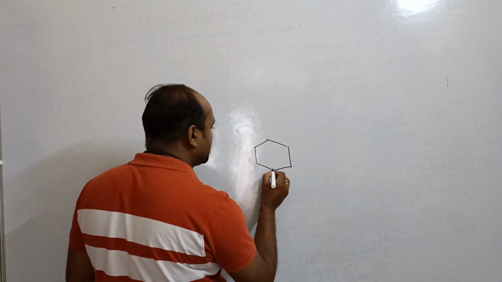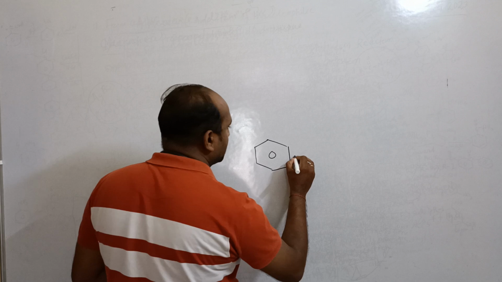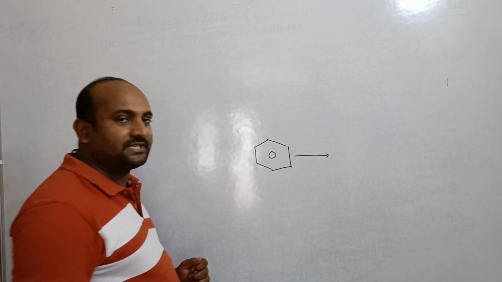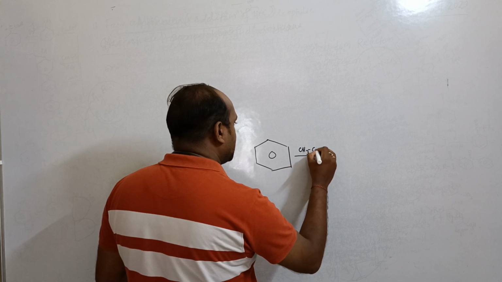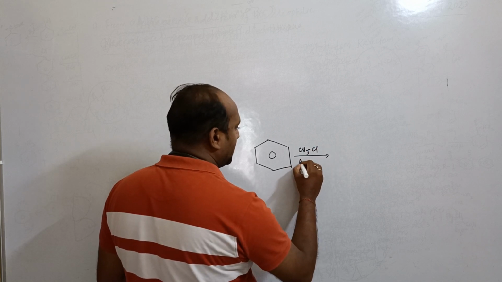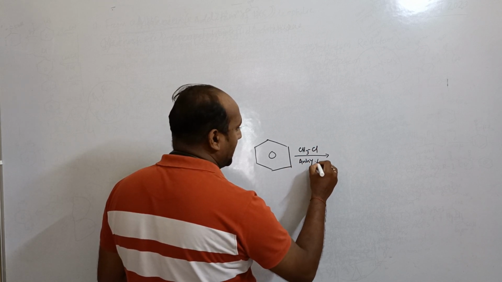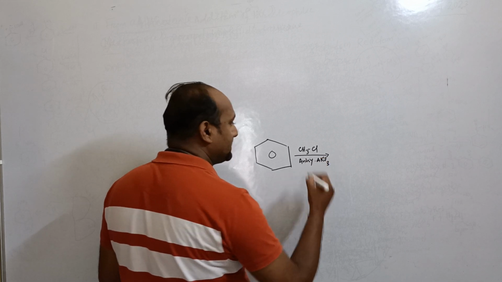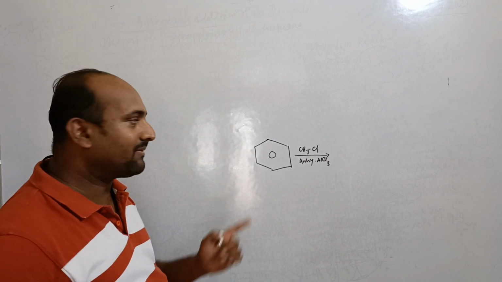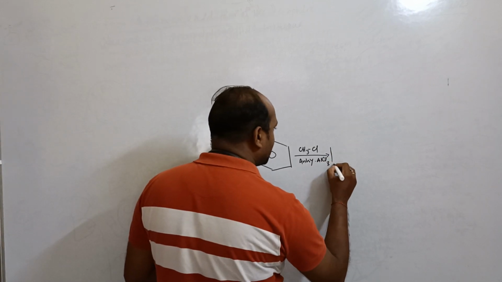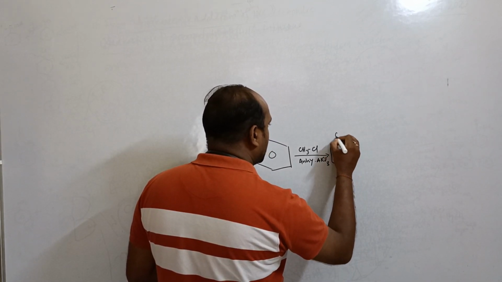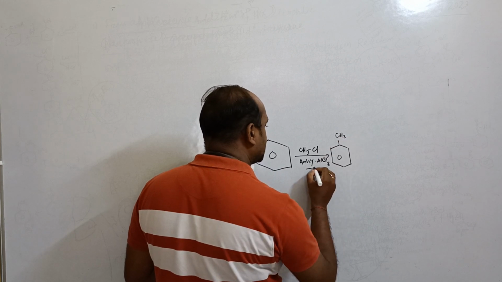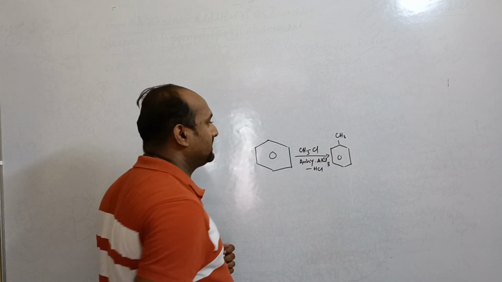This is benzene. Benzene is treated with ethyl chloride in presence of anhydrous AlCl3. This reaction is called Friedel-Crafts alkylation to form toluene.